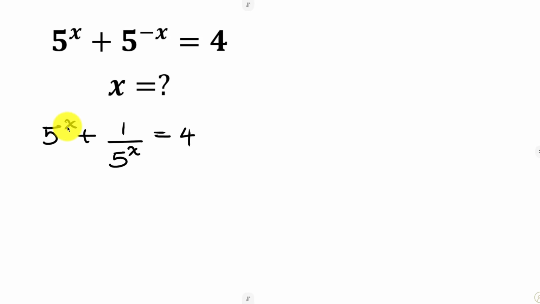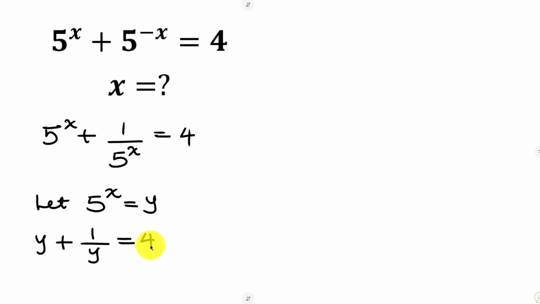Now we have 5 to the power of x here. We also have it here. So we can easily introduce substitution by saying that let 5 to the power of x be equal to y. So that means I'll be replacing this with y plus, I'll replace this with y, so I'll be writing 1 all over y. This is equal to 4. Now we have an equation with fraction. So our next step will be for us to clear the fraction by multiplying each term by y.